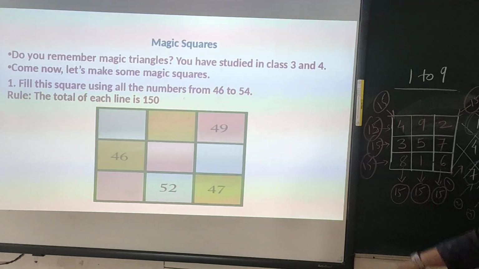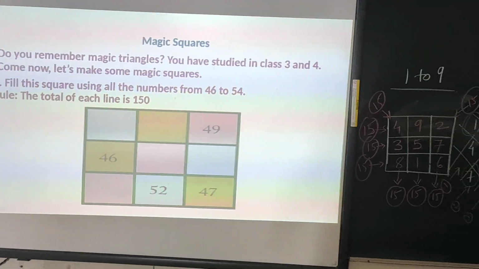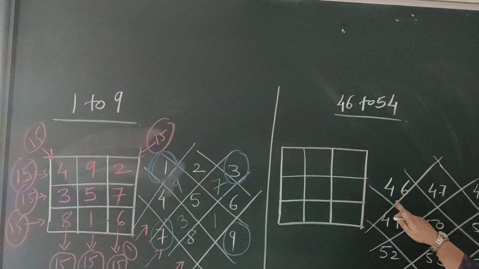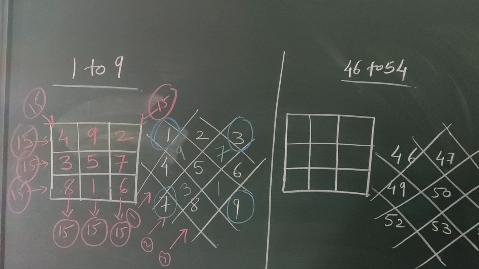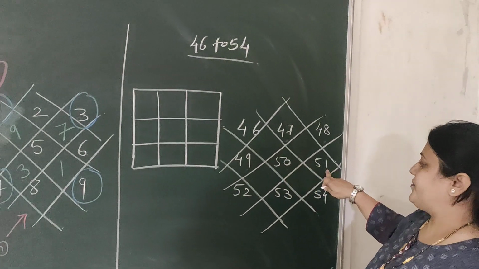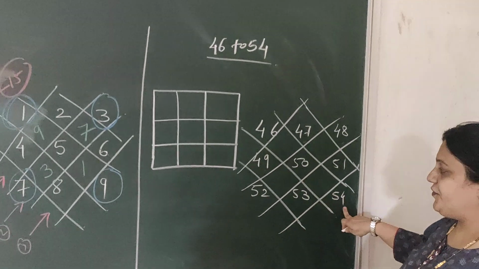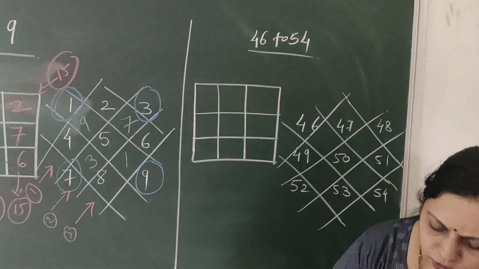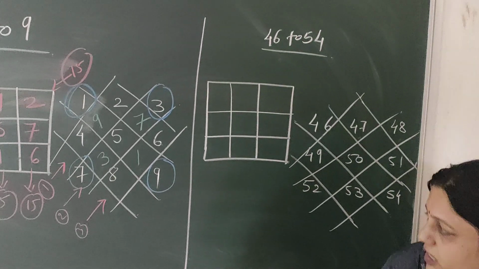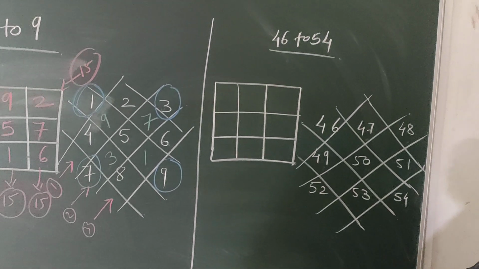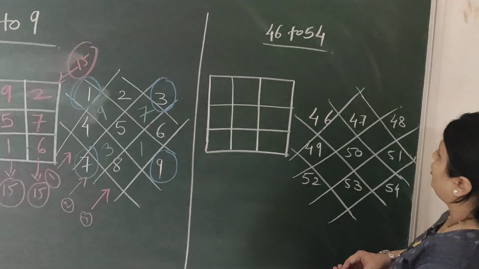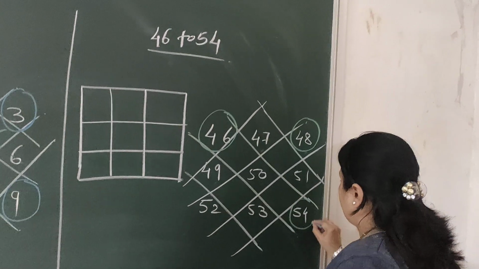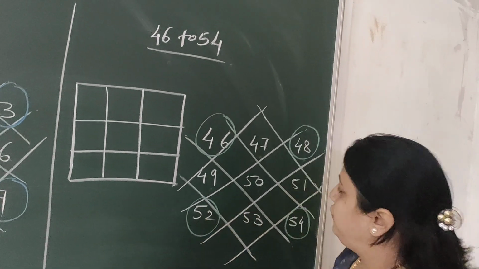Okay, so this square we will see how to do now. Here we have to use numbers 46 to 54, 49, 50, 51, 52, 53, 54. Okay, and then I have given the lines as I have shown you here. The same procedure we have to follow here. Now see here children. First what we have to do? Circle the corner numbers. So this is the first corner, second corner, third corner and fourth corner.